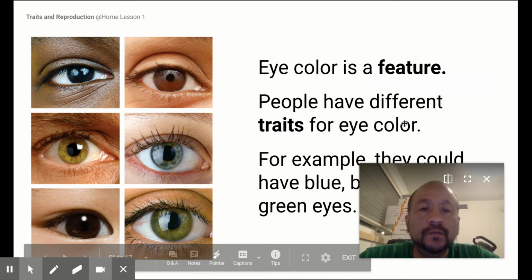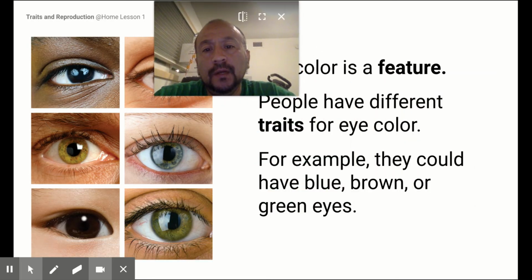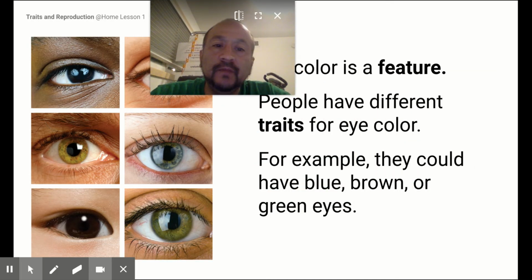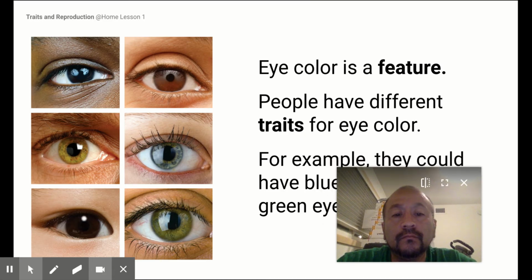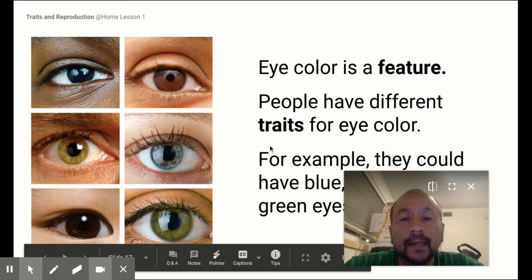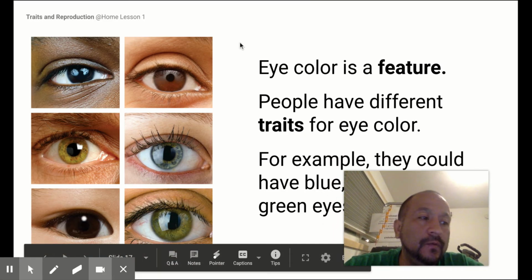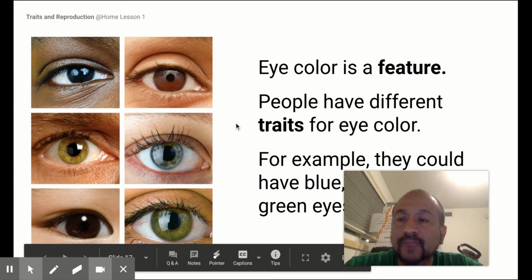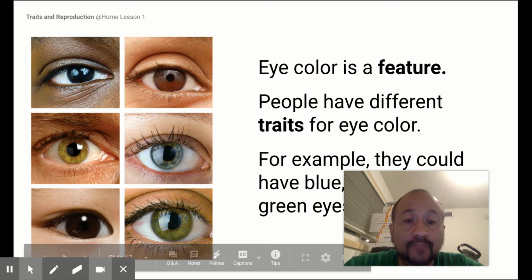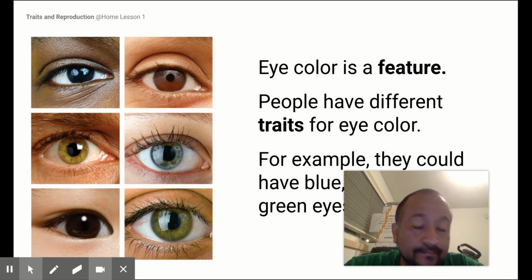Okay, eye color is a feature. People have different traits for eye color. For example, they could have blue, brown, or green eyes. That would be their trait. The eye would be the feature, and the colors would be the traits. What colors do you have? Maybe we should share that.